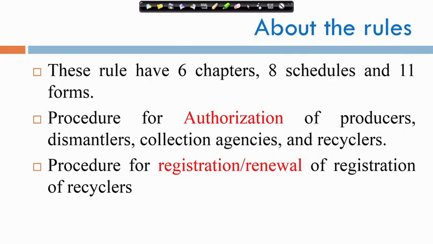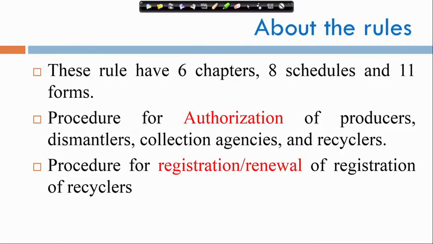So, that is important. There are 6 chapters in this rule, 8 schedules, 11 forms. Again, we will not go into nitty-gritty detail, because as I said, it does get boring, but we will just do a quick review of what the rule is all about. There is a procedure for authorization of producers, dismantlers, collection agencies and recyclers. So, if you have to get the authorization, you have to take the license for these purposes, and you have to register, and there is renewal of registration of recyclers.